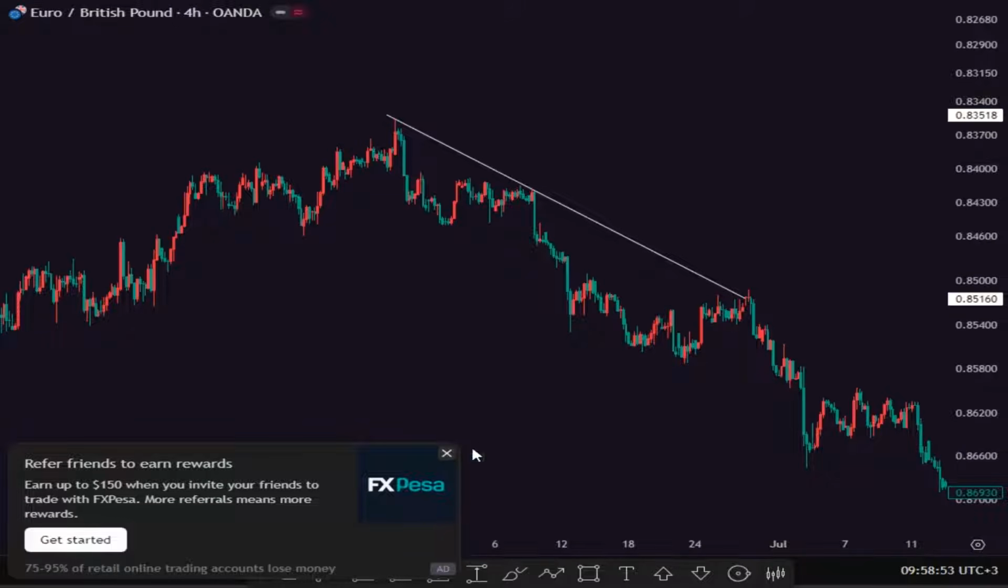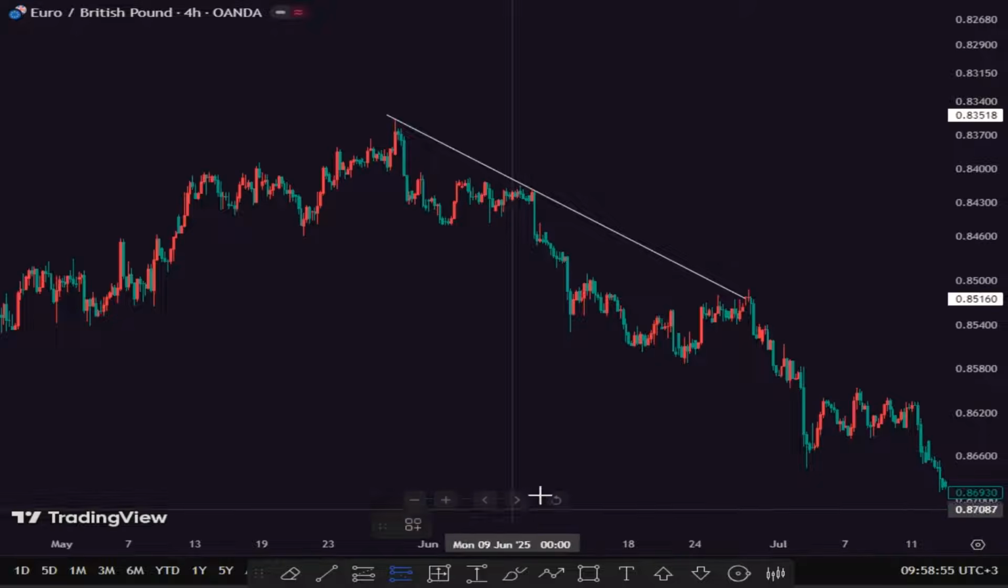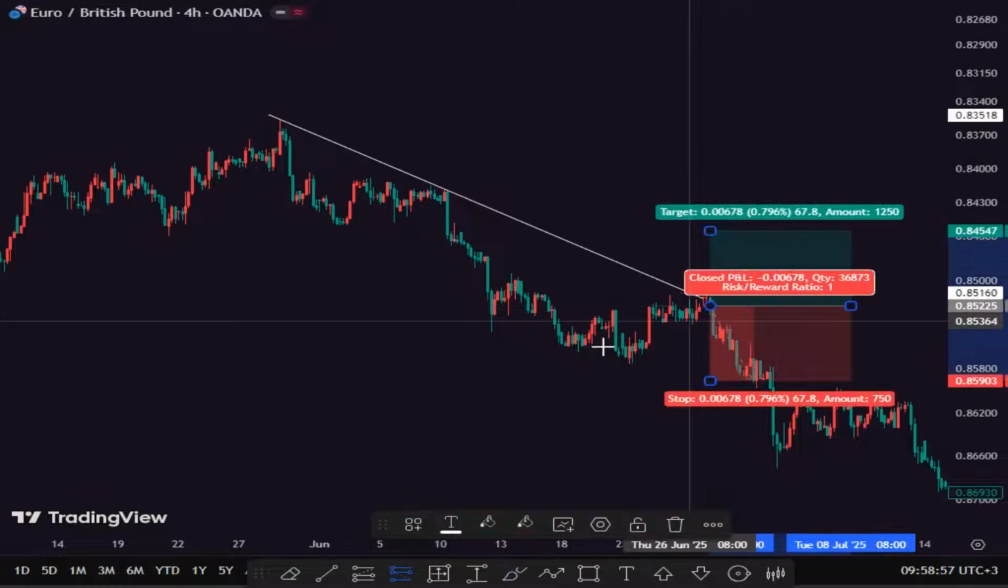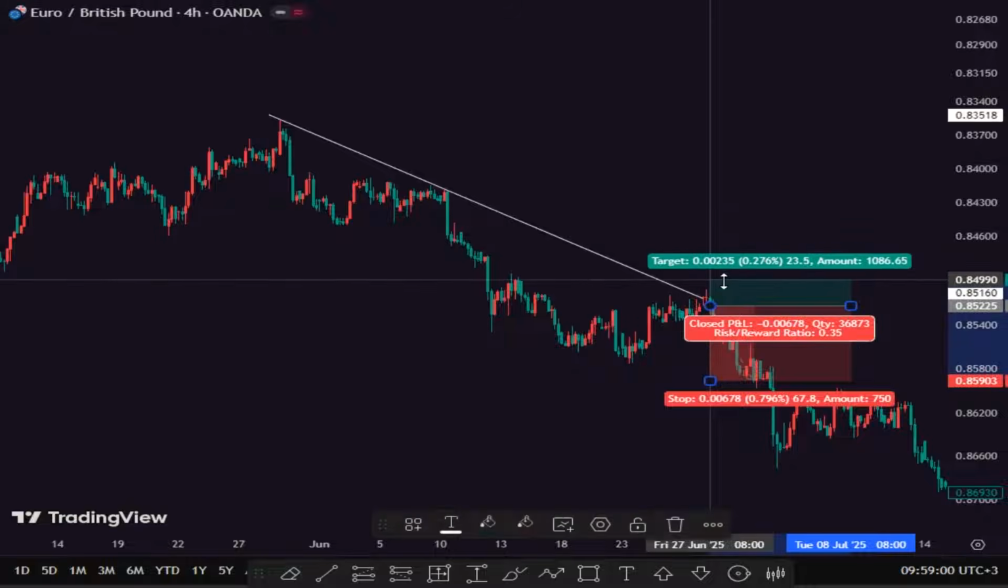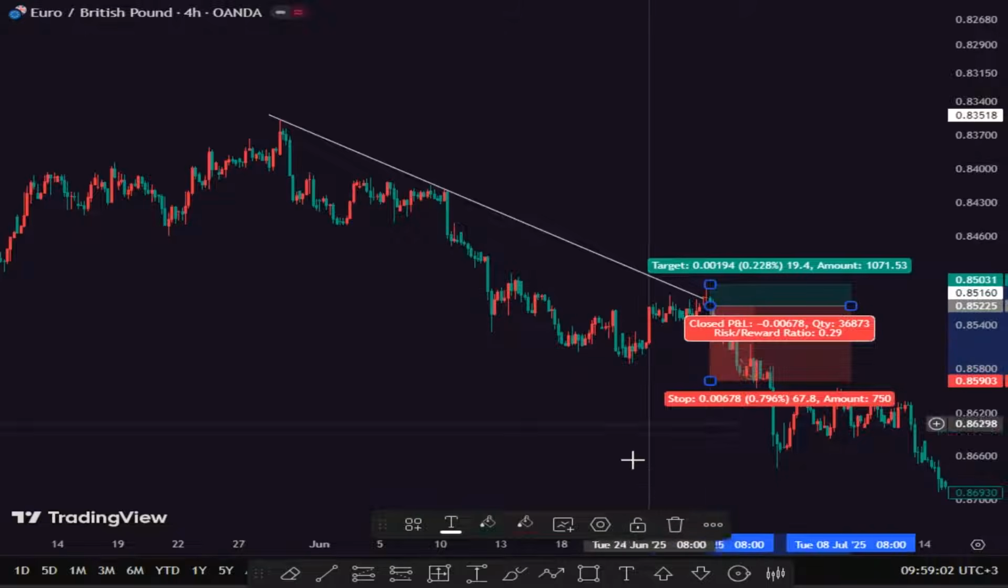Look for your sell position tool. I don't need this thing, so take your sell position tool. Let's say you had your entry right there, and here is your stop loss.